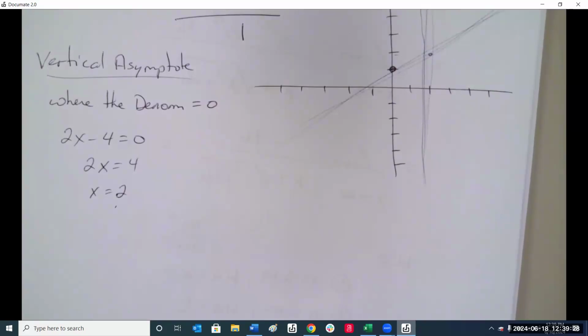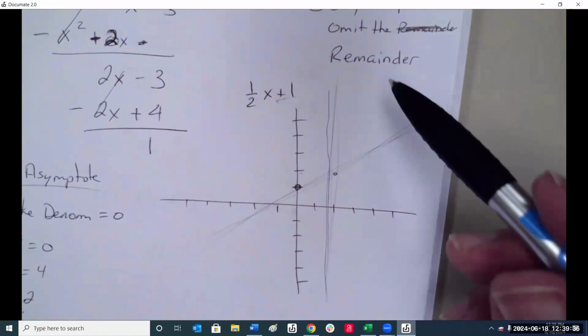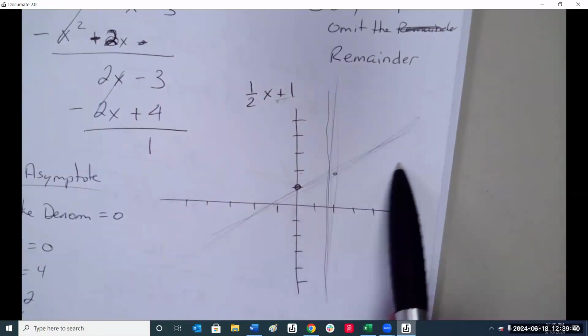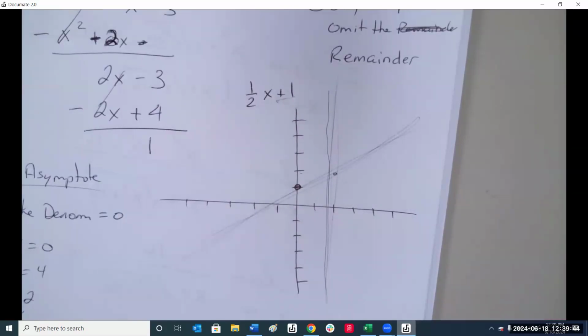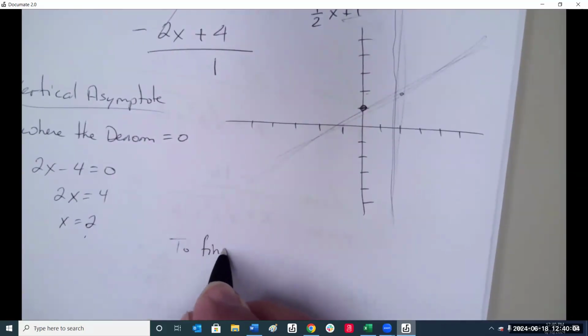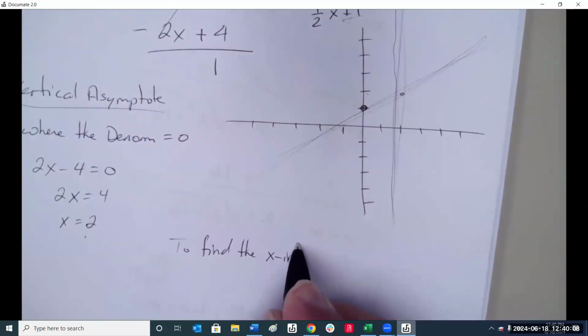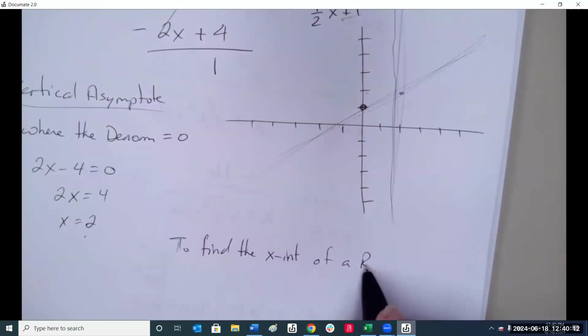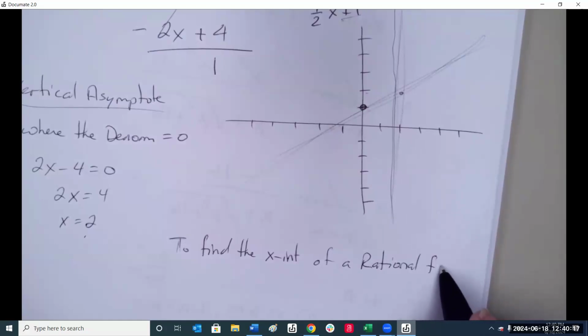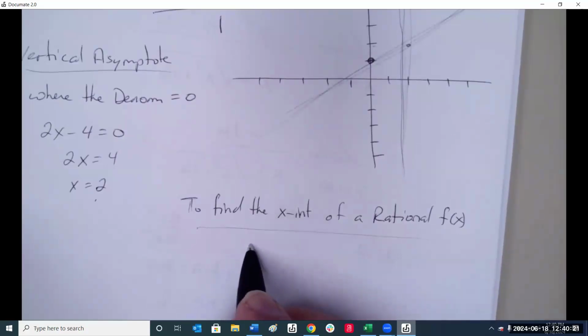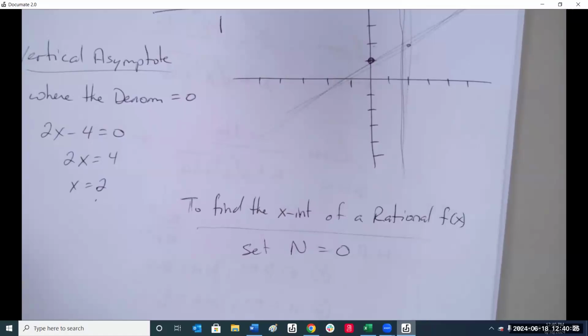Now, there are only 2 possibilities this graph can go. It can either be in these corners or in these corners. How do we figure out which one it's going to be in? The best way? The only way, look for the x-intercepts. How can you find the x-intercepts of a rational function? To find the x-intercepts of a rational function, set the numerator equal to 0 and solve.